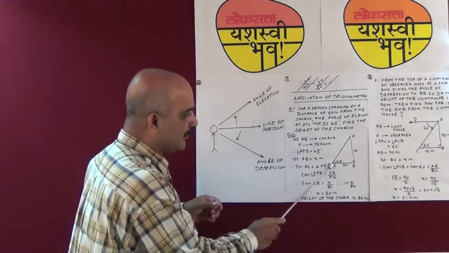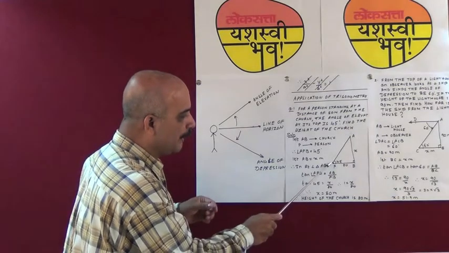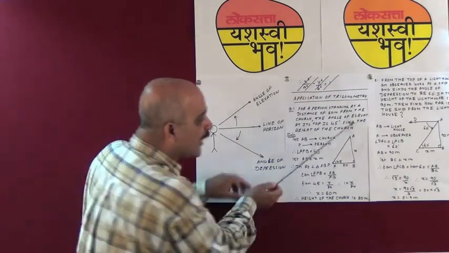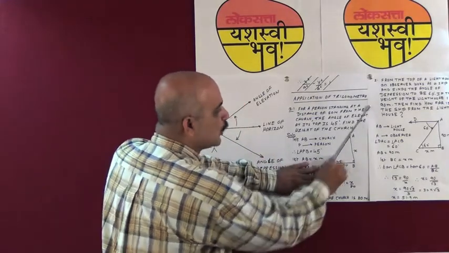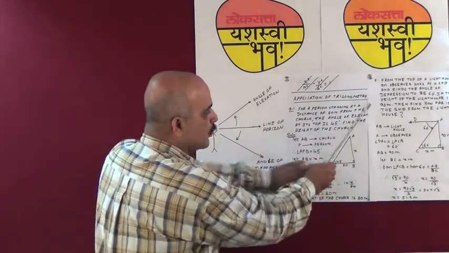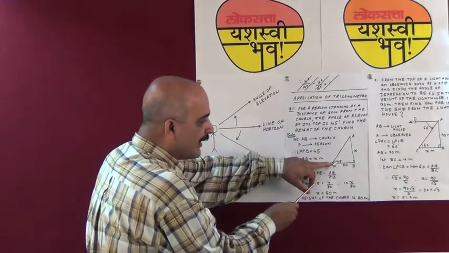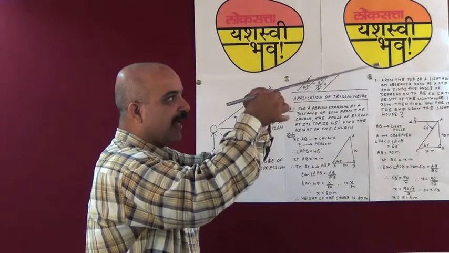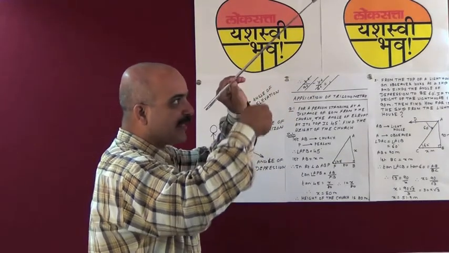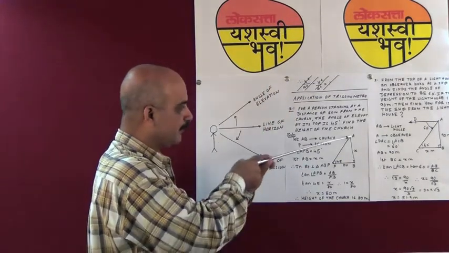P is the person. Now, AB is the church here, P is the person here. This person is looking upward, like this. He is looking at the top of the church. So, the angle formed is 45 degrees. That means from the line of horizon, the angle of elevation is 45.